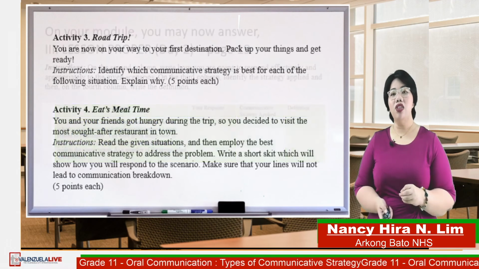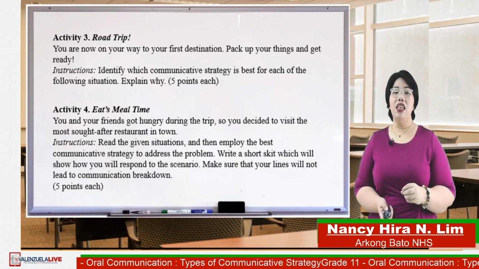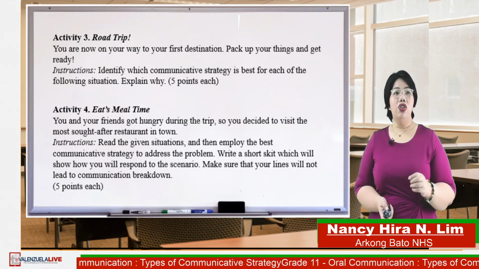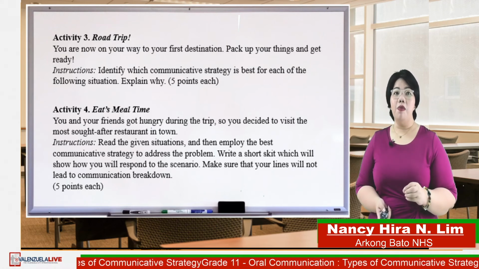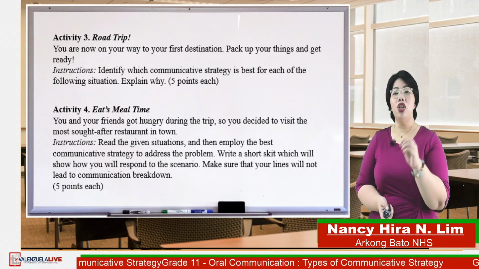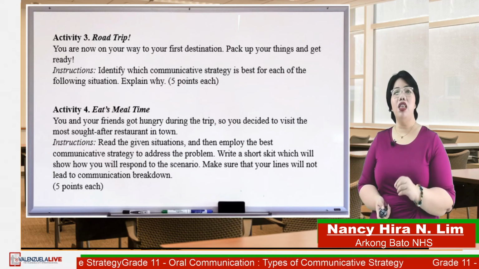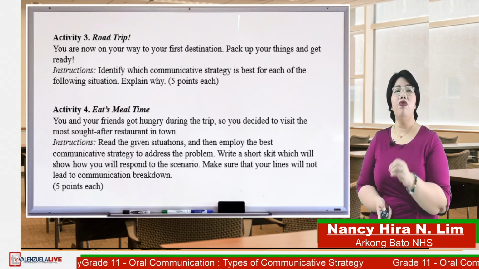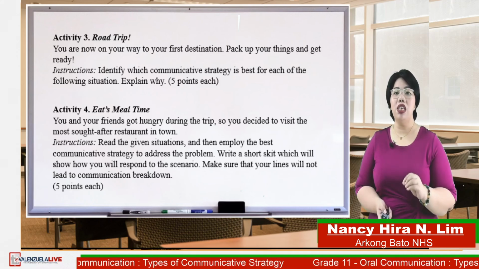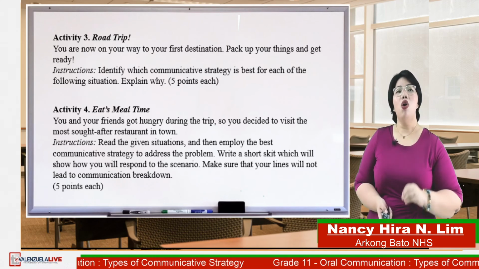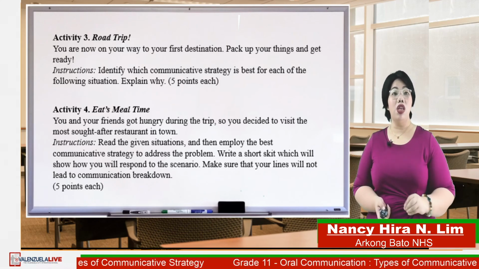Also, you may answer activity 3 entitled Road Trip. You are now on your way to your first destination. Pack up your things and get ready. The instruction would be identify which communicative strategy is best for each of the following situations. Explain why. So there are 3 situations given in your module and identify what communicative strategy was used there.